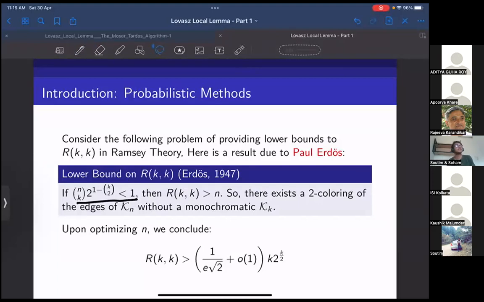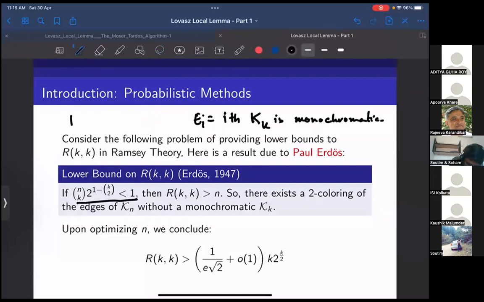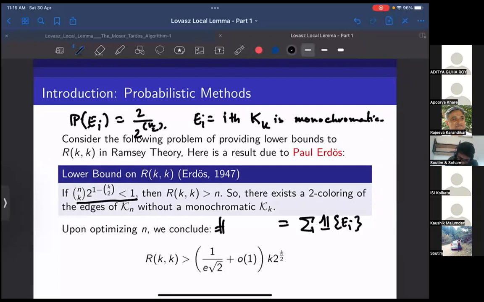So 2 by 2 power (k choose 2). You need to have a complete graph, right? So essentially, let Ei denote the event that the ith Kk is monochromatic. Then the probability of Ei is nothing but 2 by 2 power (k choose 2). And then if you consider these indicator random variables and sum up over that, that will give you the number of monochromatic Kk's. The expected value of this turns out to be precisely this quantity.